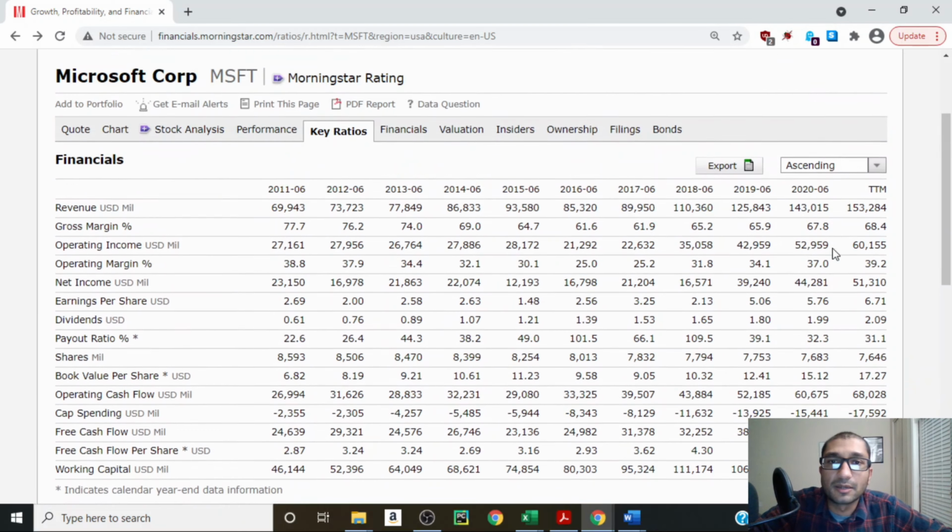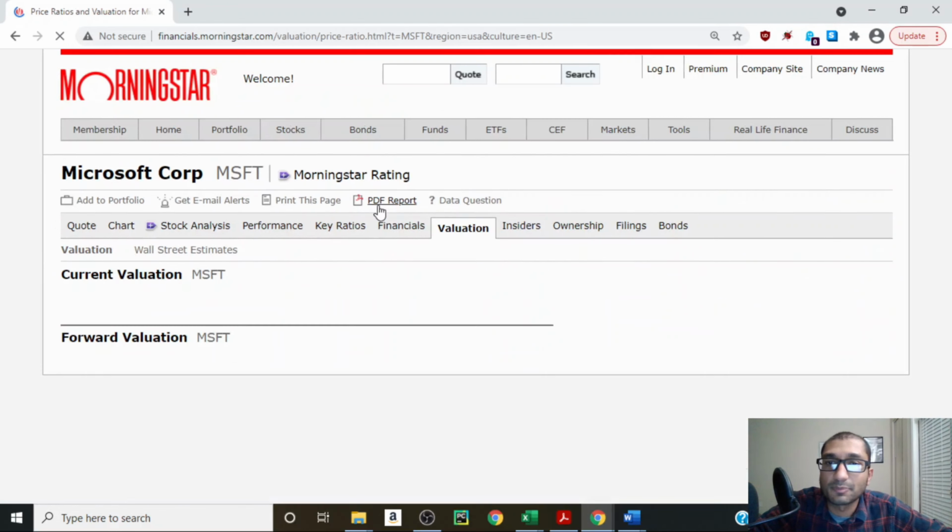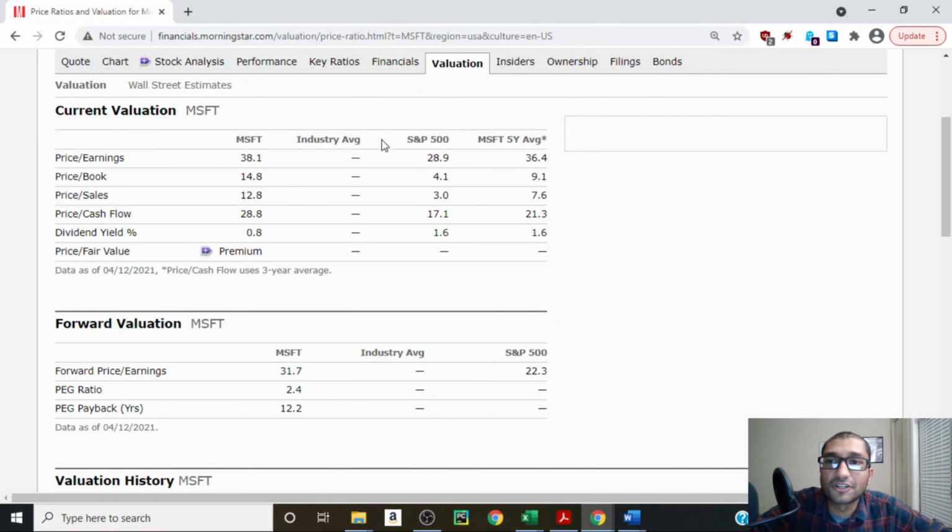Now let's compare the company's current valuation to that of the S&P 500. The S&P 500 is the aggregate of the top 500 companies in the United States. The first item on the list is the price to earnings ratio. Microsoft's PE is at 38.1, whereas the S&P 500 is at 28.9. Next is price to book. Microsoft has a price to book of 14.8, whereas the S&P 500 has a price to book of 4.1.